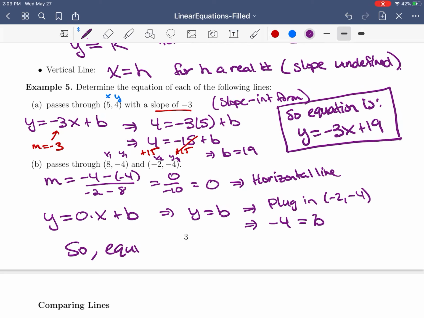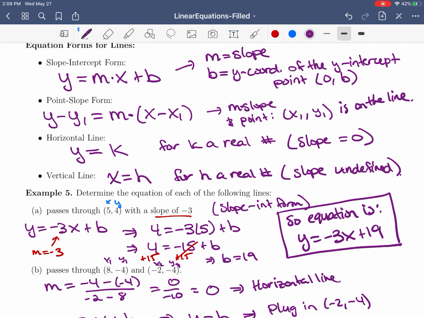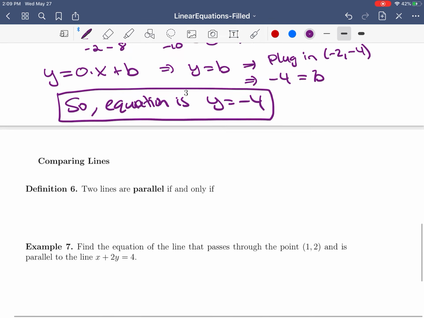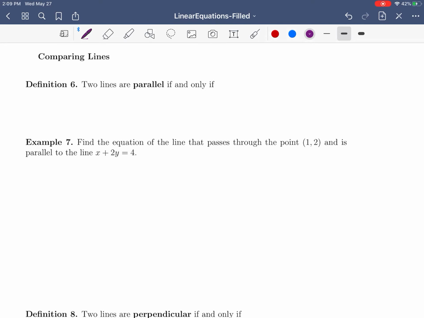So the equation is y equals negative 4. So basically you need negative 4 to be the y-coordinate, and the x-coordinate can be anything. I know that I didn't use the point slope form yet, but I'm going to do that in the next example. So we can also compare lines.